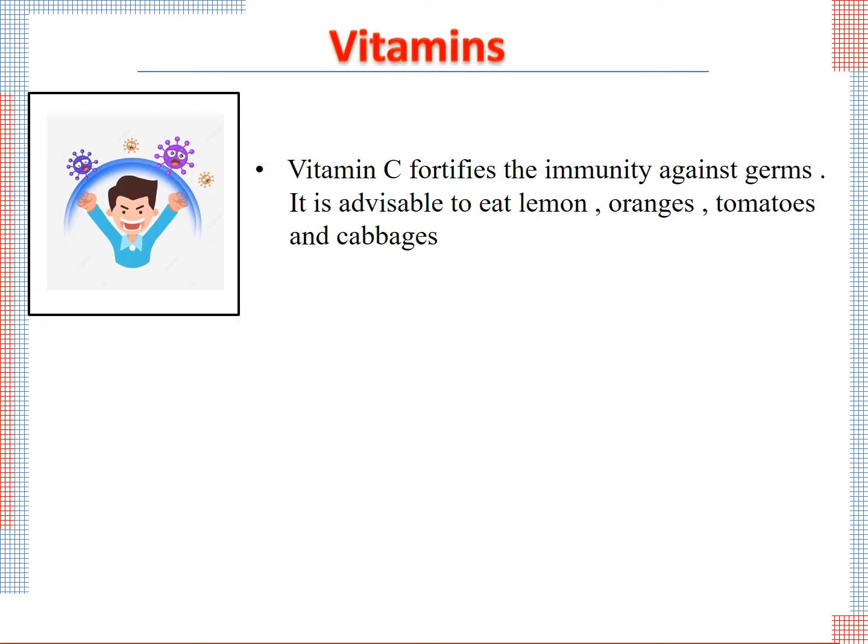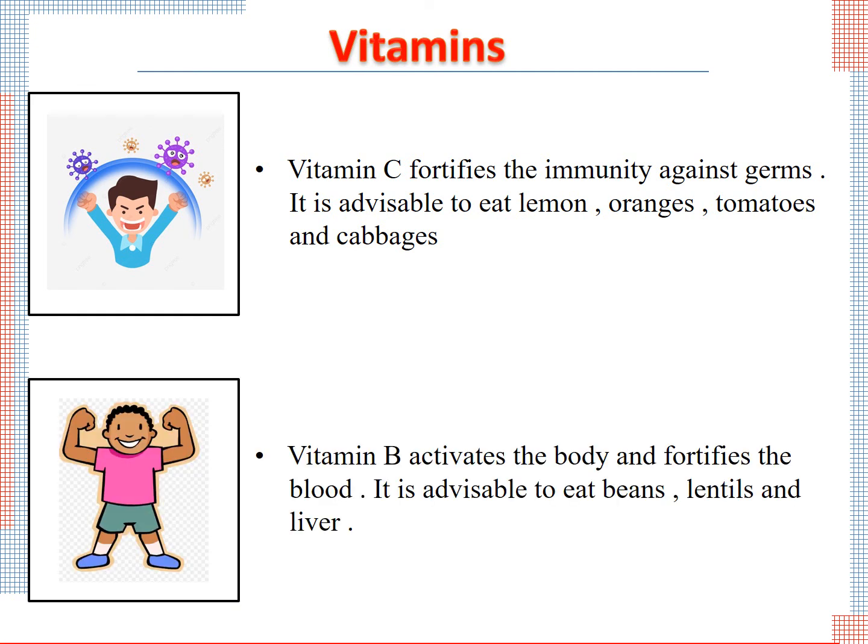Vitamin C fortifies the immunity against germs. It is advisable to eat lemon, oranges, tomatoes, and cabbages. So, vitamin C is important for our immune system. Its source is lemon, oranges, tomatoes, and cabbages.